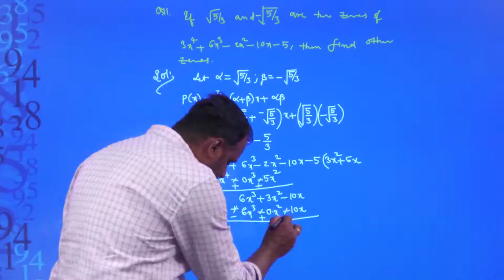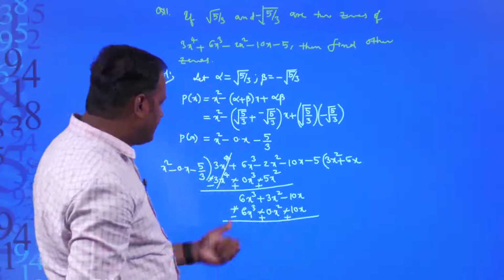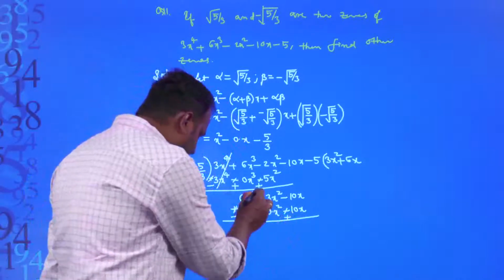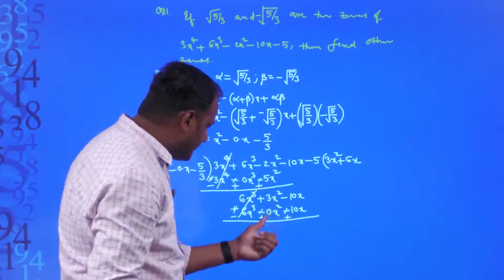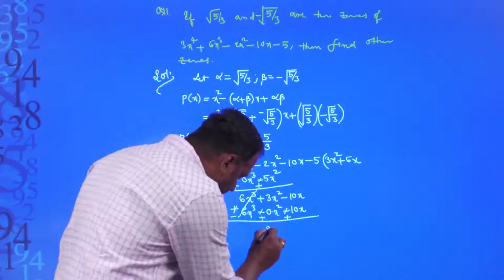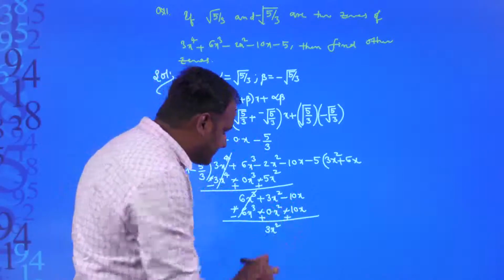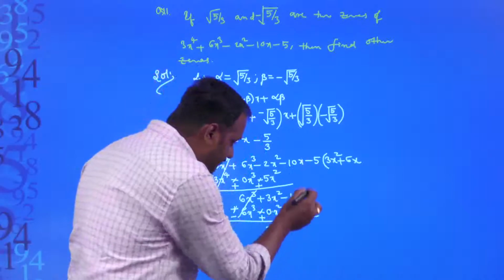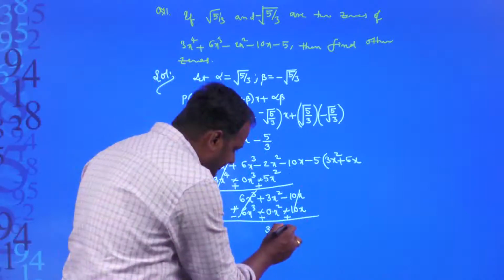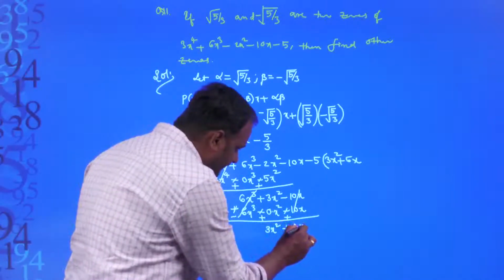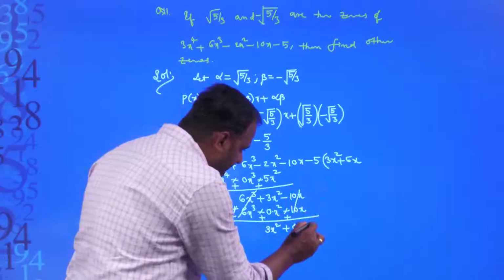This was negative, now it is positive. Okay. 6x cube minus 6x cube gets cancelled. 3x square plus 0x square is equal to 3x square. Minus 10x plus 10x will be 0, but we have one more term, that is why I am writing this as 0x. And finally, I have minus 5 left over there.